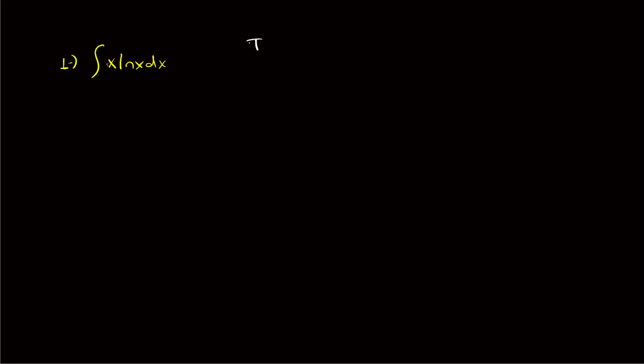We had a rule, I, L, A, T, E. I for inverse, L for logarithmic, A for algebraic like x cubed, x squared, T is for trigonometric, and E is for exponentials. Now here I have an algebraic and a logarithmic, and L is before algebraic.